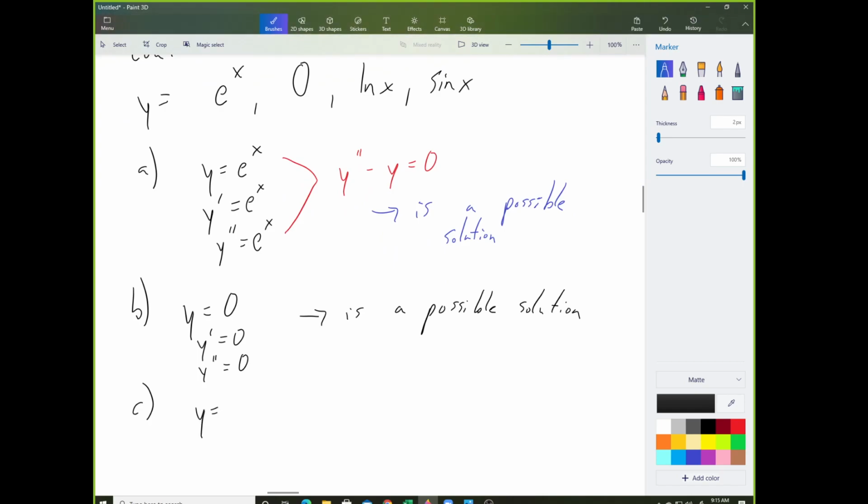And let's see, if y equals the natural log of x, are these two things the same? So is it going to be a possible solution? Andrew tells me no in the chat.